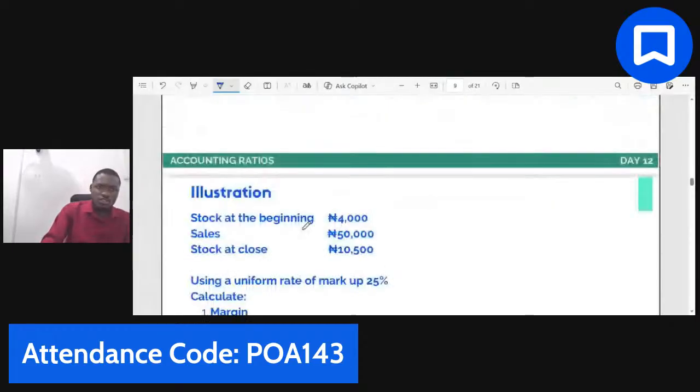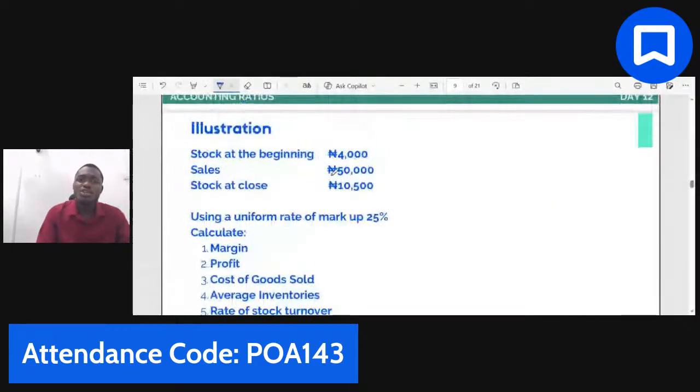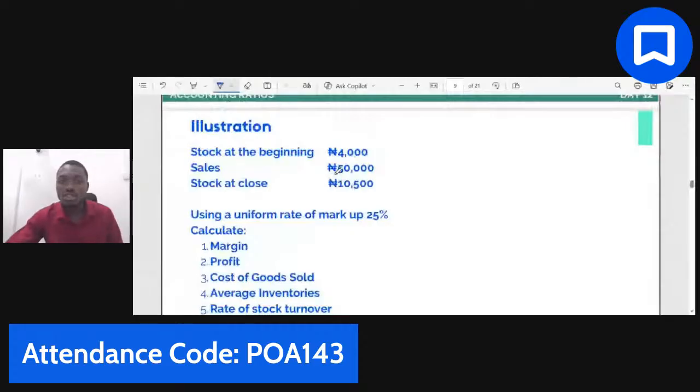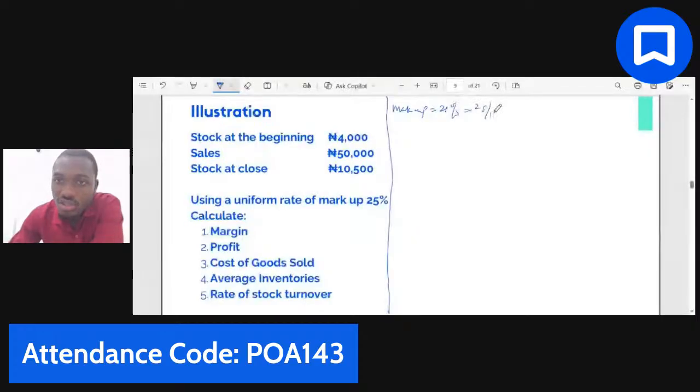Are we together? So let's see this question. It says stock at the beginning is 4,000 naira, sales is 50,000 naira, stock at close is 10,500 naira. Using a uniform rate of markup of 25%, calculate margin of goods sold, average inventories, and rate of stock turnover. This one is not hard. Markup equals to 25%, that's 25 over 100, which is equals to 1 over 4.